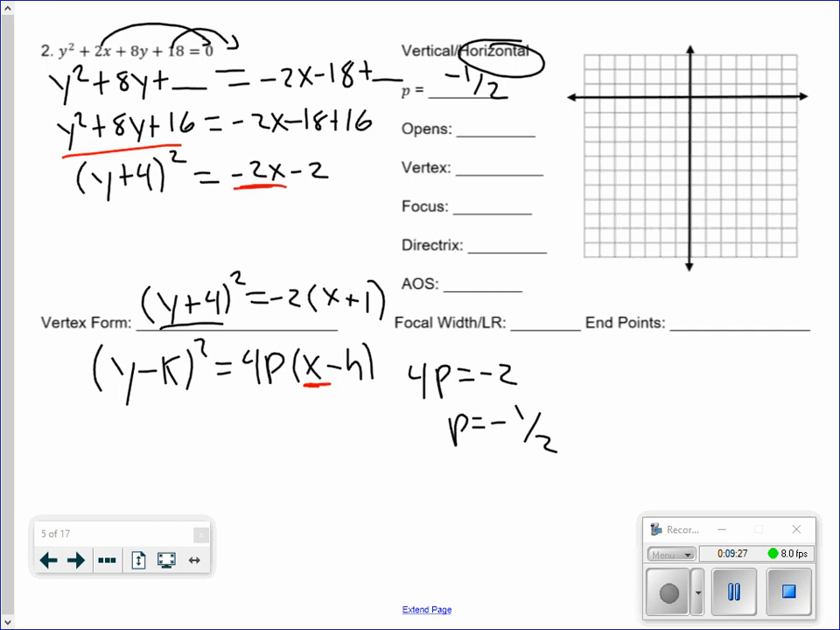We never see y's being squared. We never see parabolas opening left and right. So they go together. From here, I know I'm also going to open left now because my p is negative. So I'm going to open up to the negative side. I'm opening horizontally, so I'm going to open it horizontally to the negative side, which will be to the left. My vertex is negative 1, negative 4.